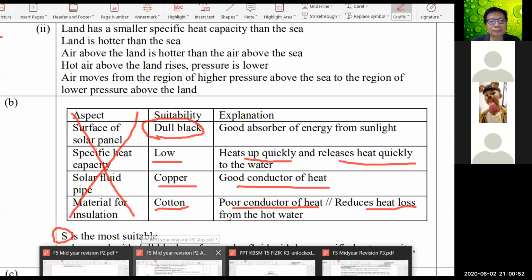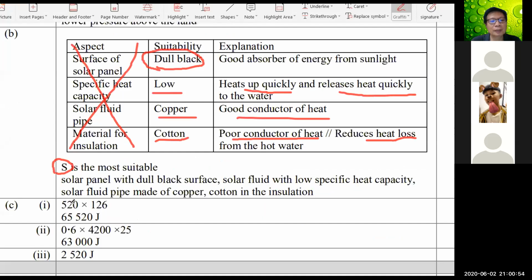Let's check the answer. This one is PT, power multiplied by time, the formula. This one is mcθ: mass, specific heat capacity, and change in temperature. So you get this answer. You see, this one is bigger than this. So for the heat loss, you take this one minus this, and you get this answer. Heat loss. Very simple, 5 marks. Very easy to get the 5 marks.